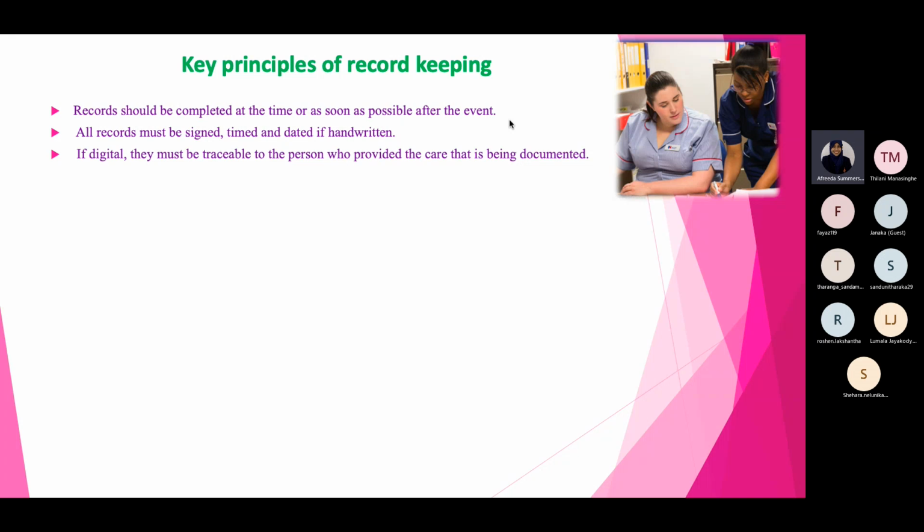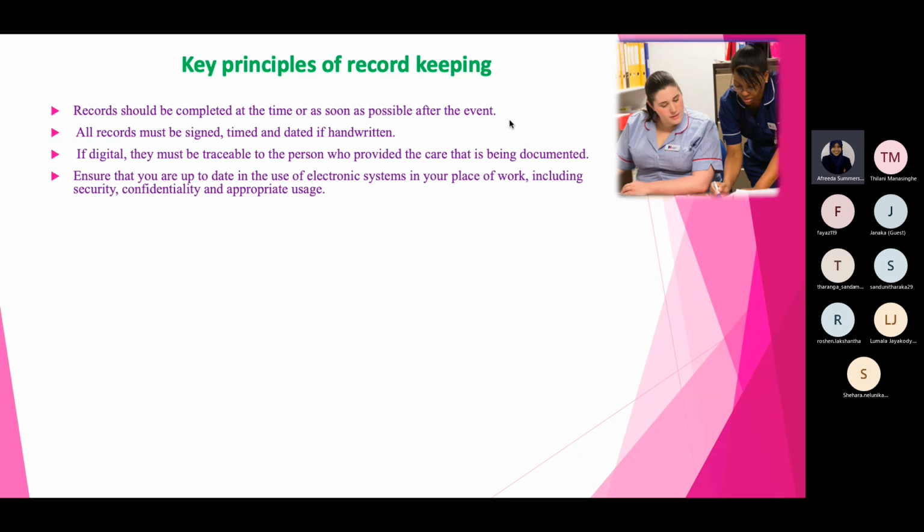Okay. And if digital, they must be traceable to the person who provided the care that is being documented. So many developed countries don't go for handwritten because we are in the 21st century, far ahead in terms of technology. So much we have come, but Sri Lanka unfortunately is still in the era of handwritten documents. It's not a very efficient thing. It is stressful for the people who keep this also, and it takes a lot of time because you have to go file by file and page by page. But if you put it in a system through a barcode or just one number, you can get all the information. That's the most efficient workflow to have.